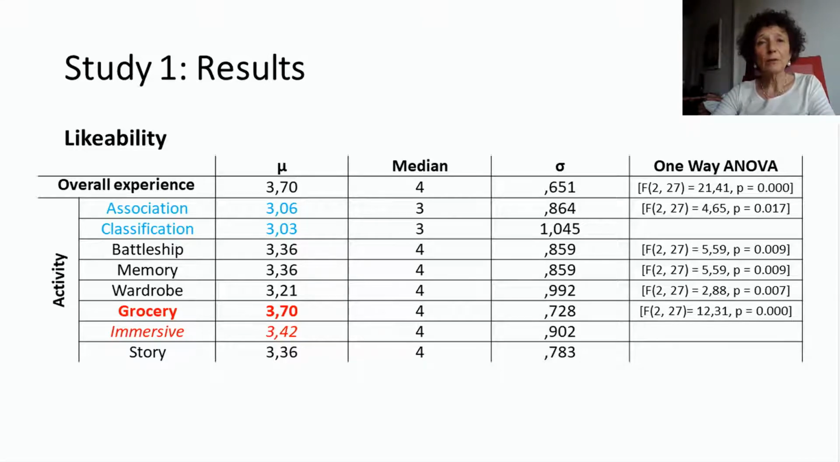As shown in the table, a one-way ANOVA was computed to validate these findings, and a Bonferroni test was performed, which confirmed a statistically significant effect on likability for both the overall experience and the magic room, and 5 of the 8 types of activities.